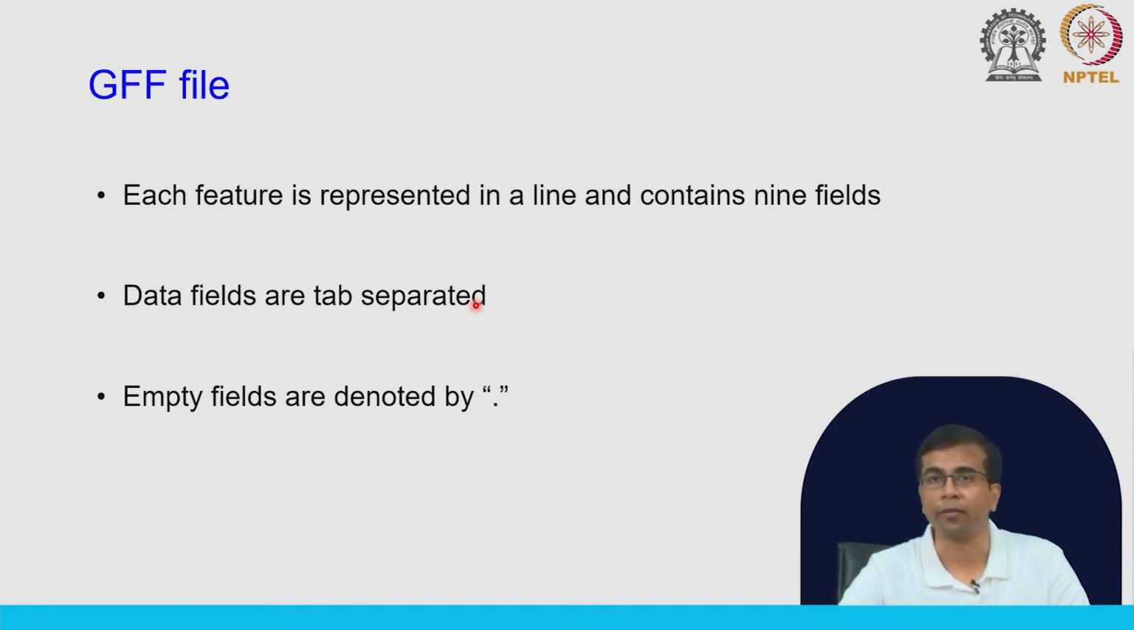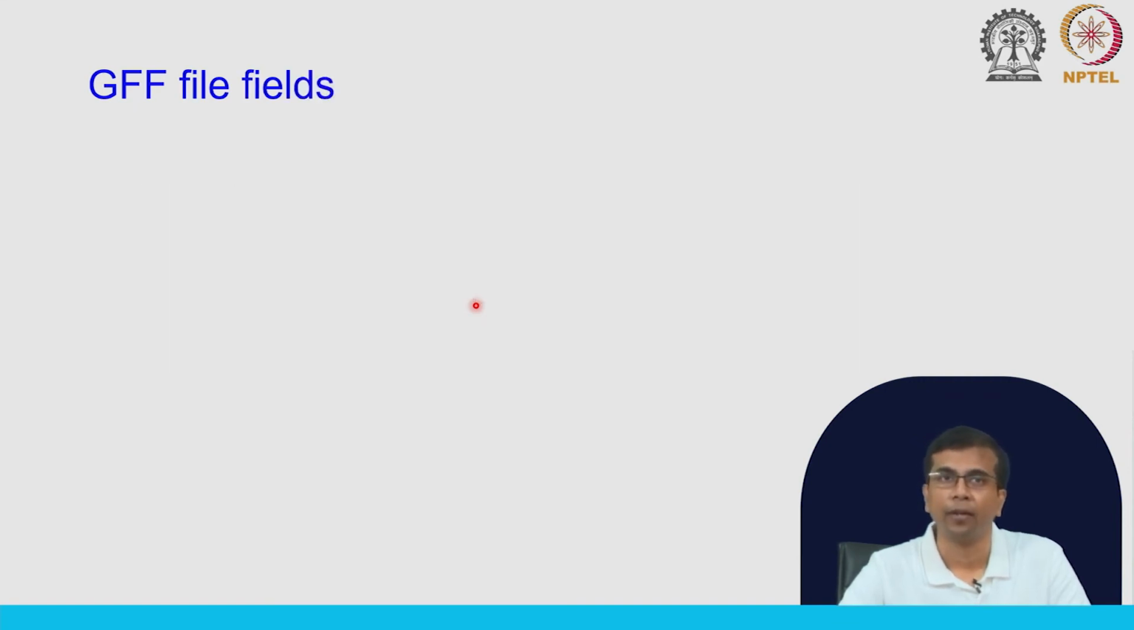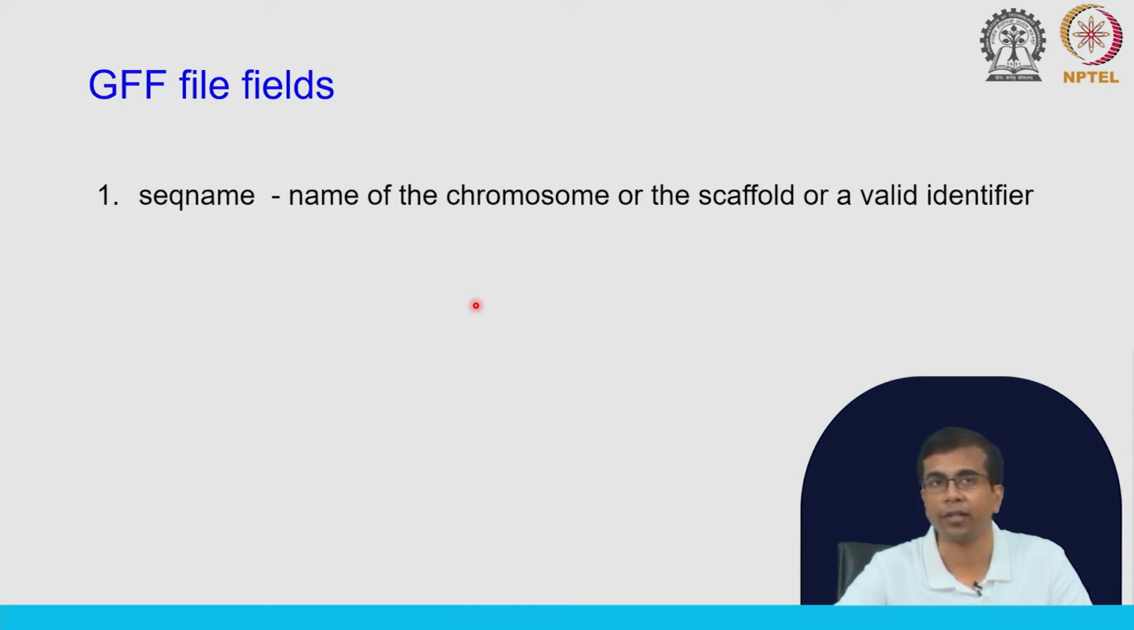If you want to annotate your variants using this GFF file, you need to know this, because you can probably write code that will do this for you. Some of the very simple annotations can be done by yourself. So, what are these fields that you have? The first one is called sequence name. It's usually the name of the chromosome or the scaffold or a valid identifier. In the example that I have shown you, it's an identifier from a database, so this is again pointing to a chromosome. Instead of that identifier, you can directly name the chromosome there.